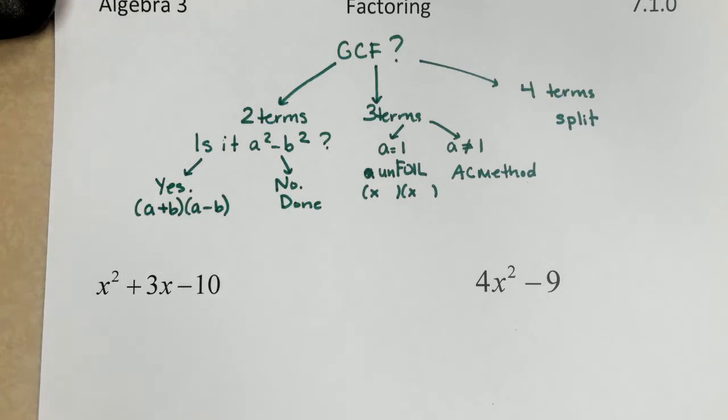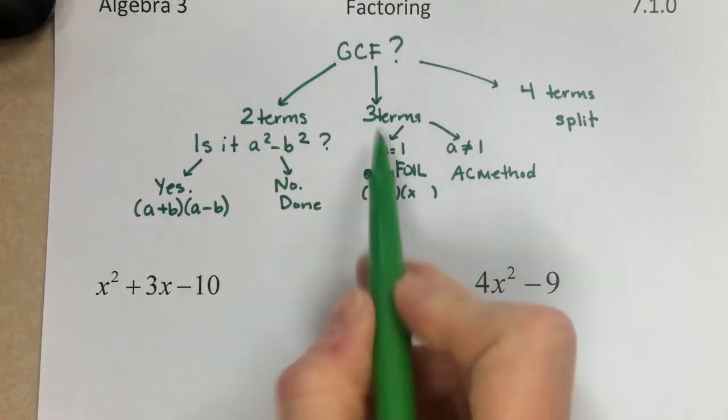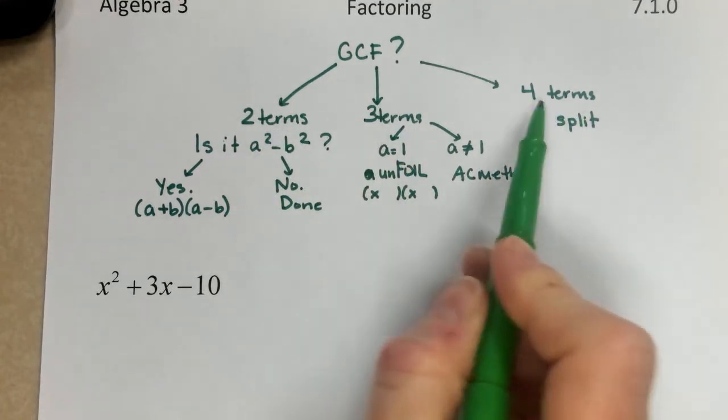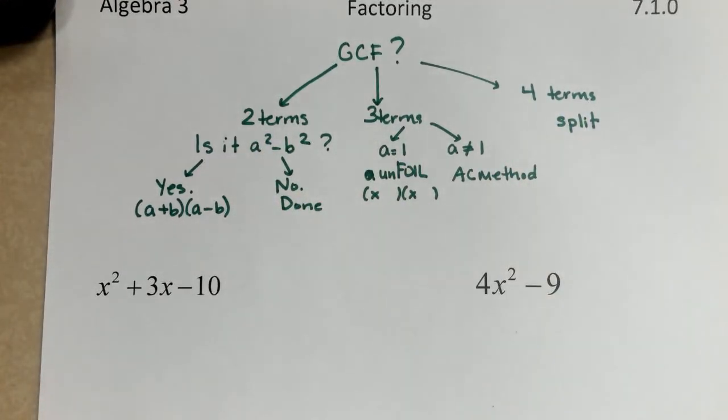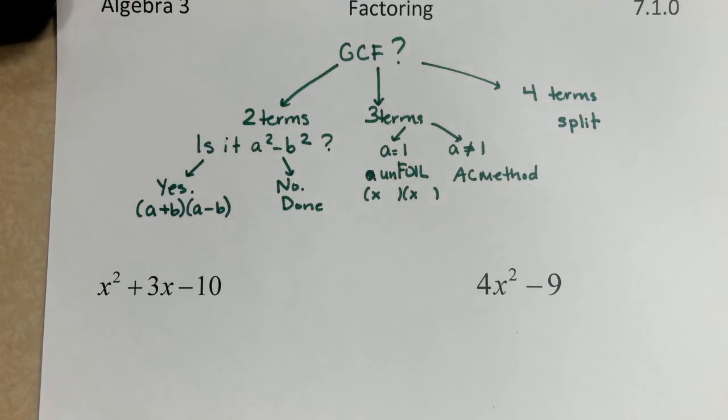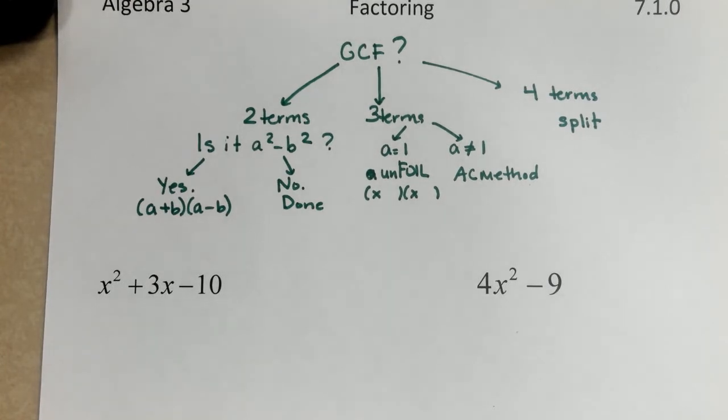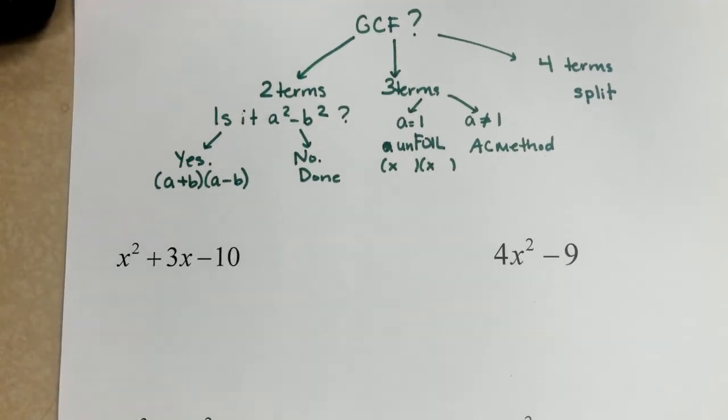Always start with the GCF, and then what you do is based on whether there are 2 terms or 3 terms. We're not going to really see any 4 terms, but I put that back on the chart like we had in Algebra 2. So pause the video and write this down. Alright, underneath, welcome back, we have some examples.